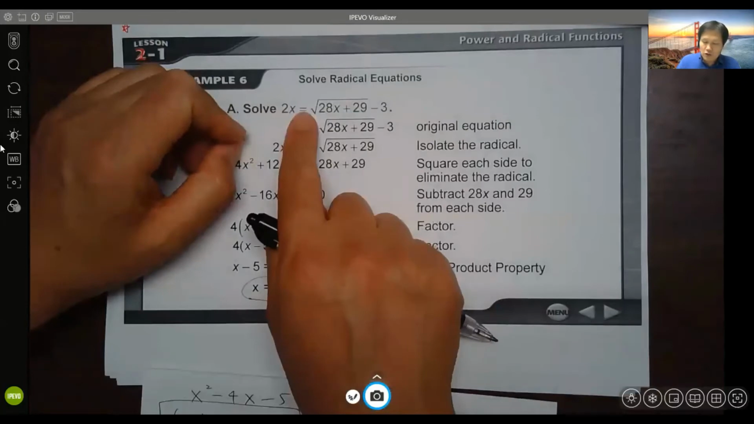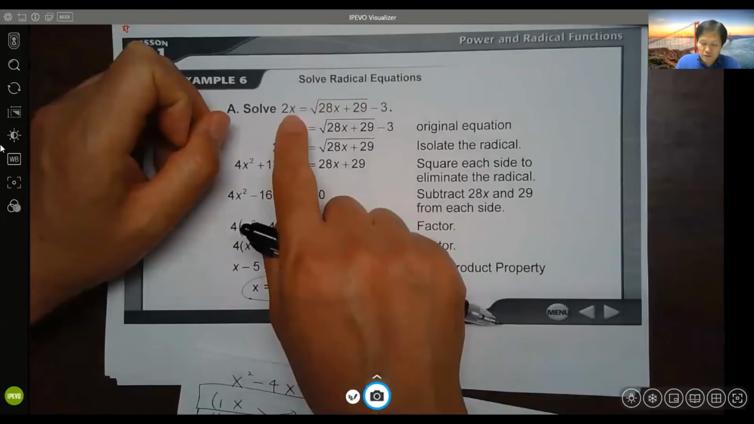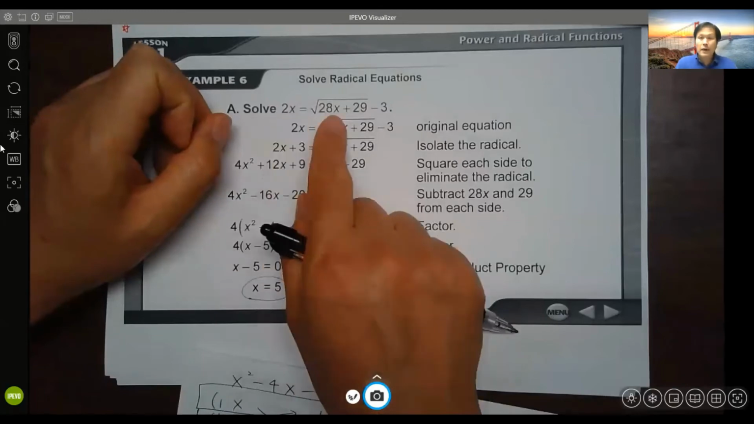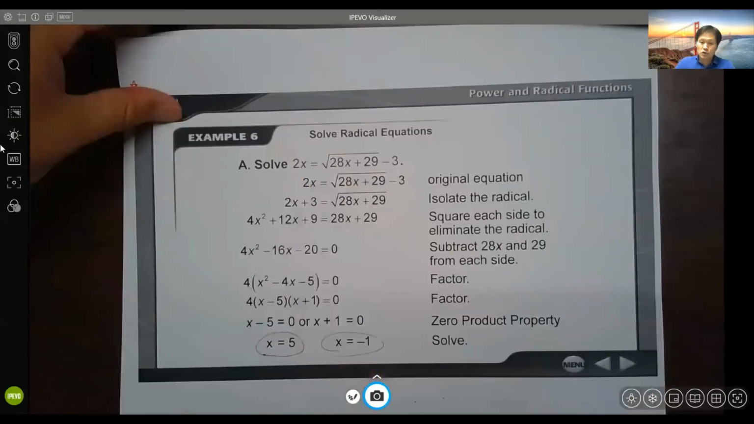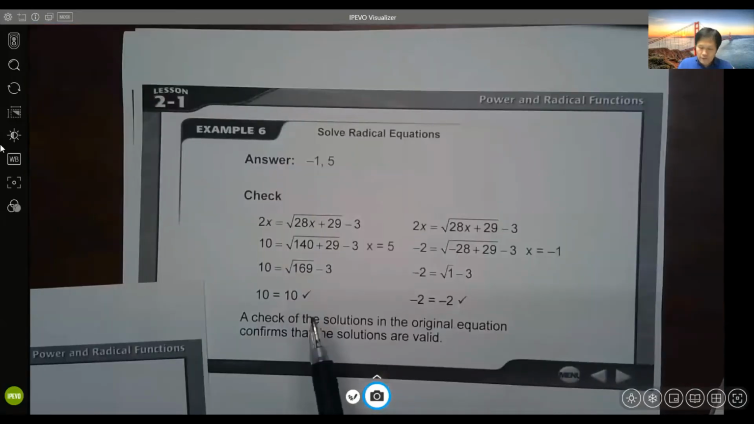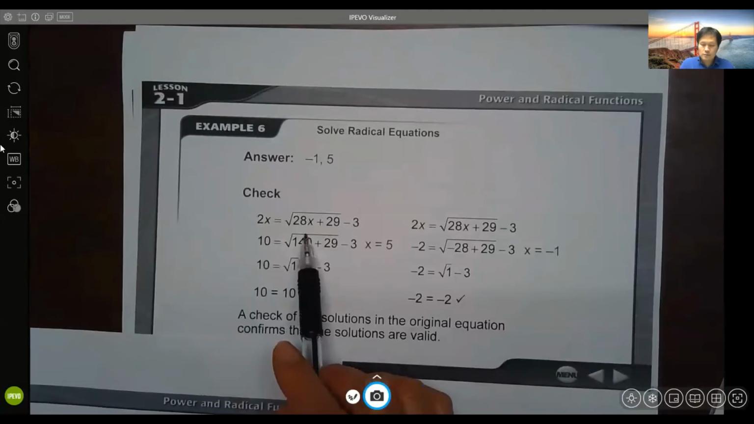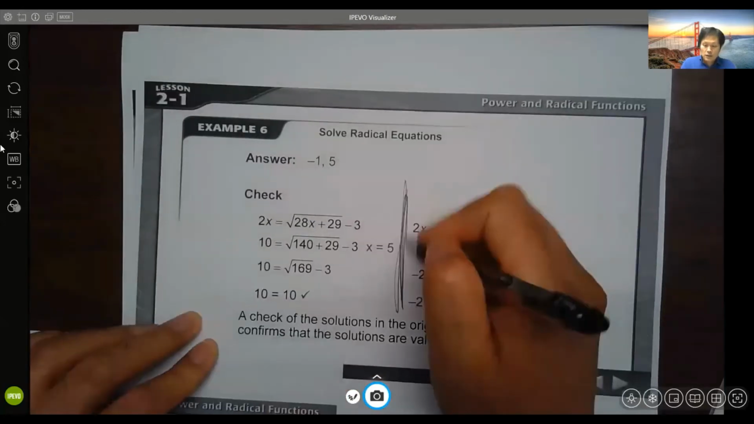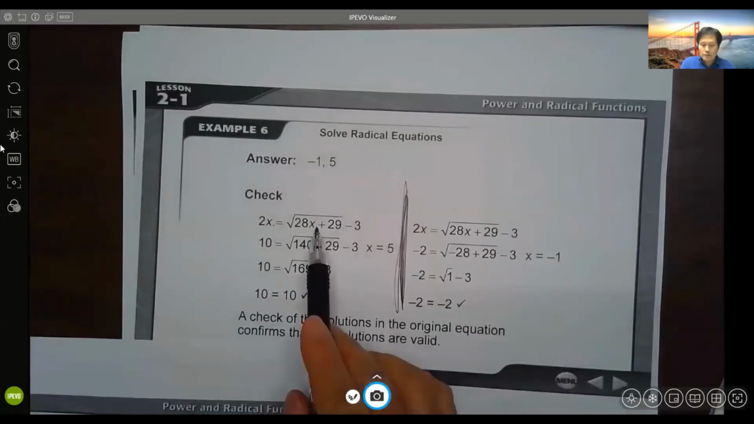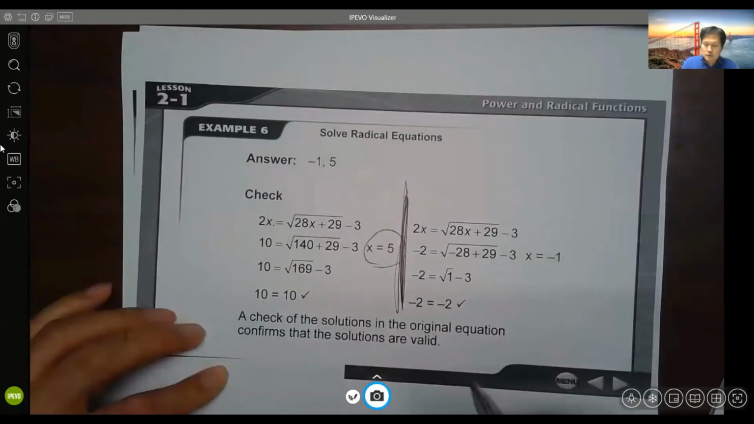Do not plug it in here, do not plug it in here. You have to plug 5 into the very original here. Plug in 5, plug in 5. Make sure they are equal to each other. So if they plug in 5 here and here, okay. Is 10 equal to 10? Yes. So 5 works.